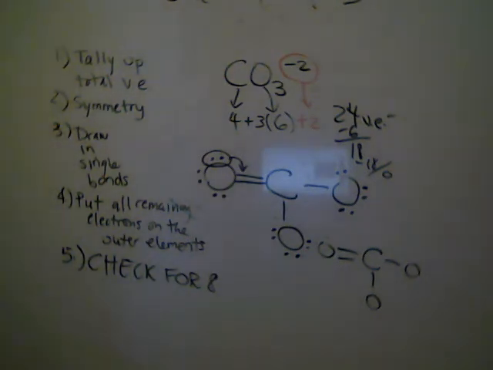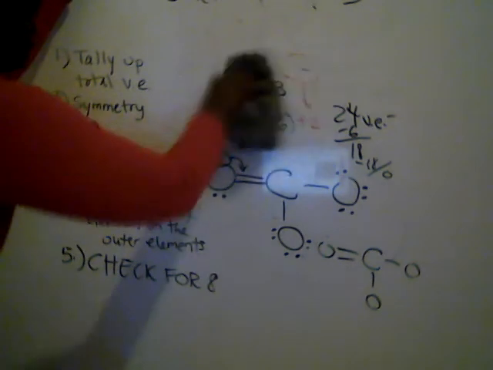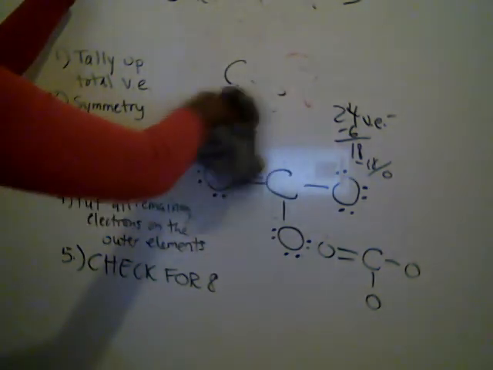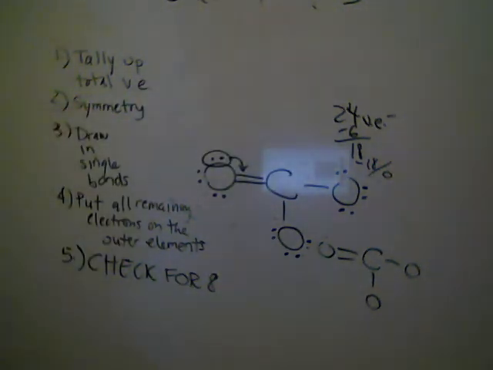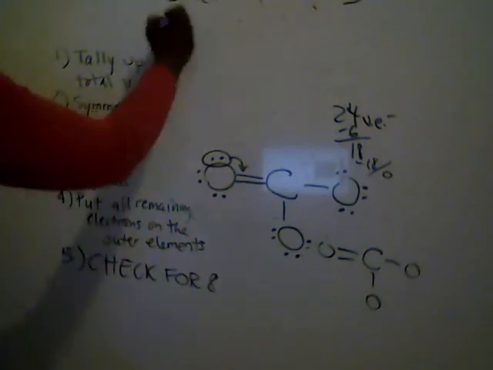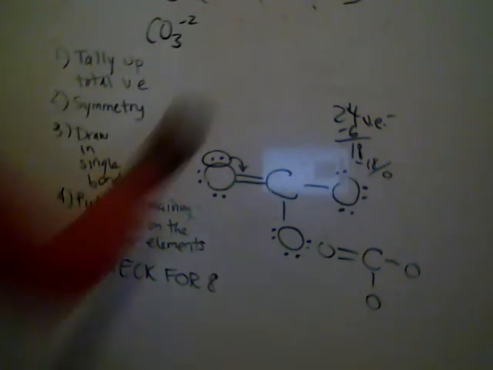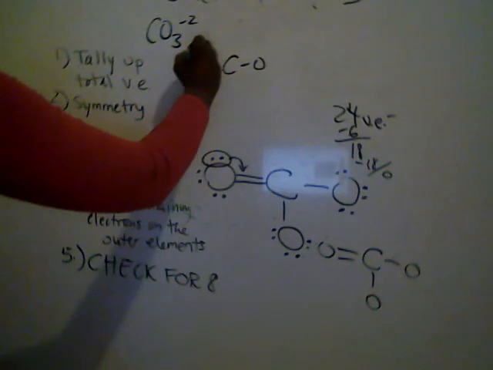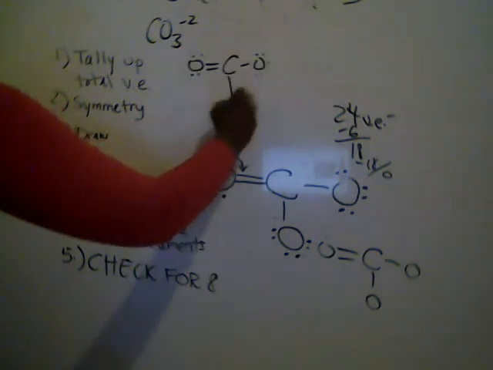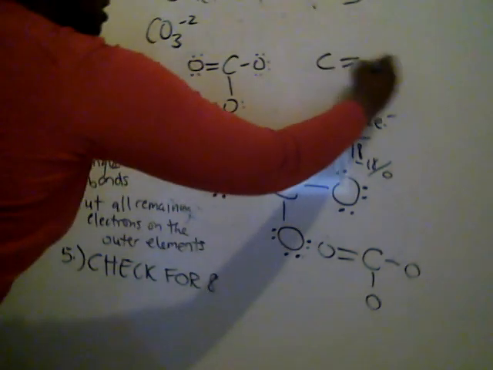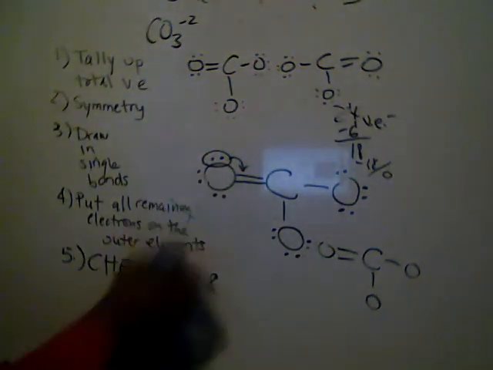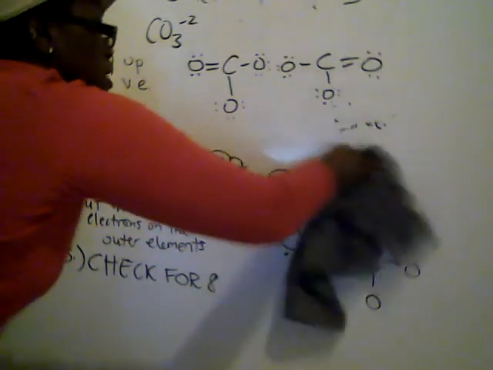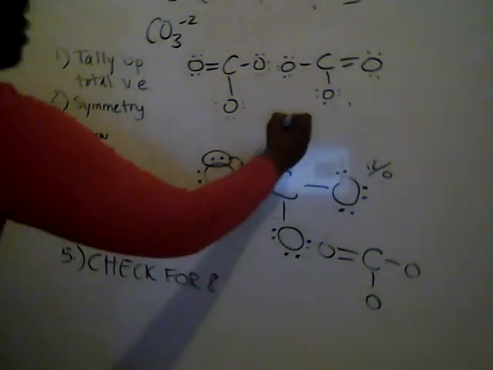So the complete answer, to make sure you get full credit, just in case teachers like to take off points: once you notice that there are multiple options, you should try to write all of the possible options, just to be safe. So the 3 actual Lewis dot diagrams for this CO3 with the 2- would be C this way, the double bond over here, and the double bond at the bottom.